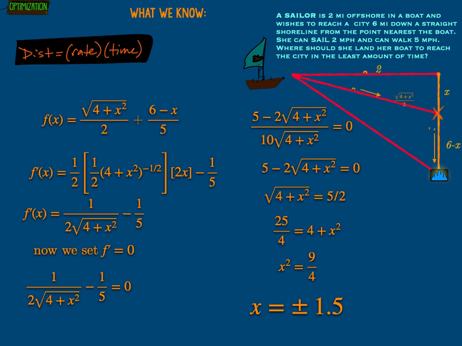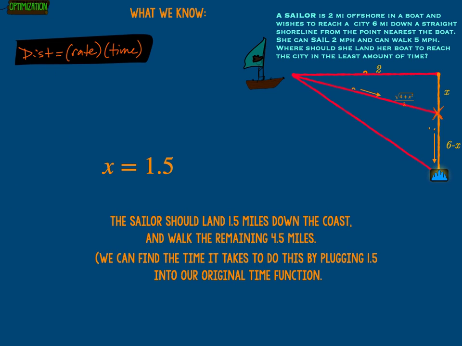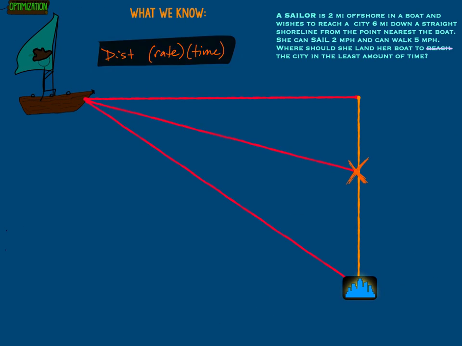So remember what this function represents. When we plug in x, which is a distance, we end up with the total time. We know distance can't be negative, and so we're going to look at just the positive version. So the sailor should land 1.5 miles down the coast and walk the remaining 4.5 miles. If we wanted to find the exact time it took, we would just plug in that x equals 1.5. So there it is.